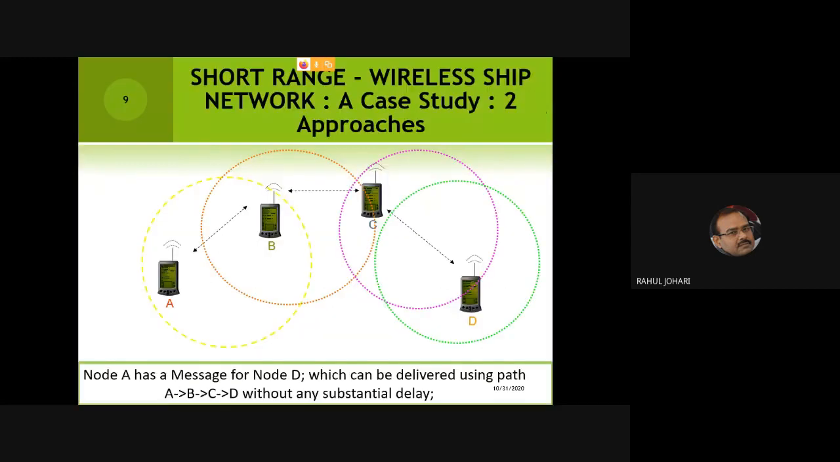Let's take an example to broadly understand it. Let's say we have these 4 nodes, A, B, C, D, and as we can see, they are in each other's overlapping transmission range. So it's a short range wireless ad hoc network, and there can be 2 ways the message transmission can take place. Let us say node A has a message for the destination node D. It can be delivered using the path A to B to C and to D without any substantial delay, because the nodes are in overlapping transmission range and quick delivery of the message can take place.